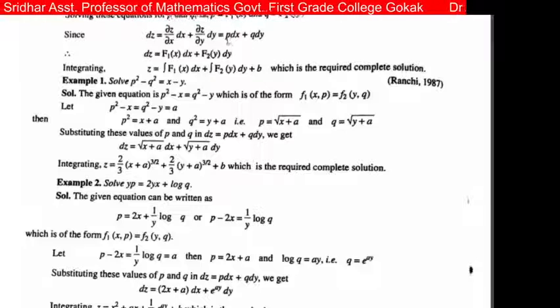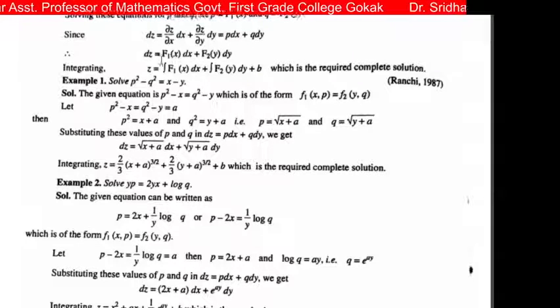dz as dou z by dou x dx plus dou z by dou y dy, which is equal to p dx plus q dy, since dou z by dou x means p and dou z by dou y means q. We have got the solution p as f1 of x and q as f2 of y. Then we substitute all this p and q in this equation and we obtain this equation. After obtaining this equation, the next thing is to integrate it.